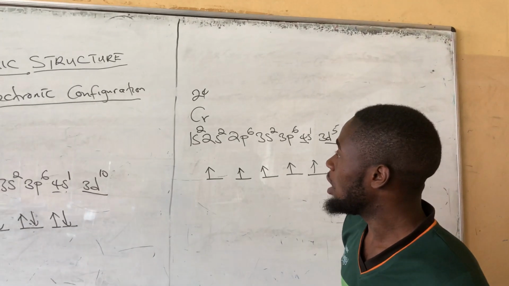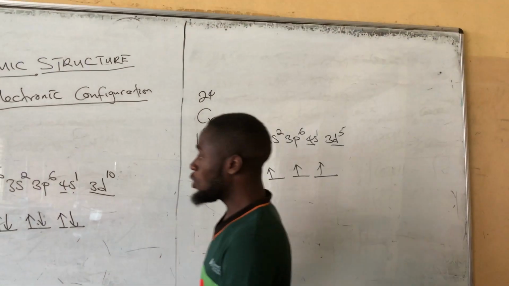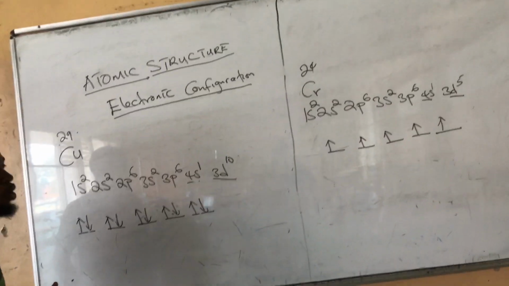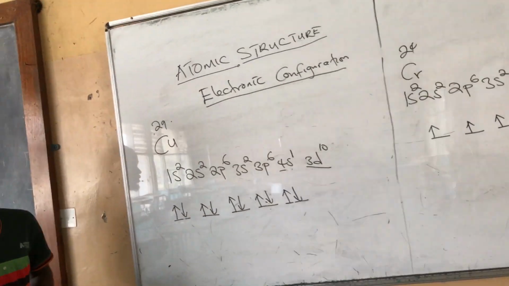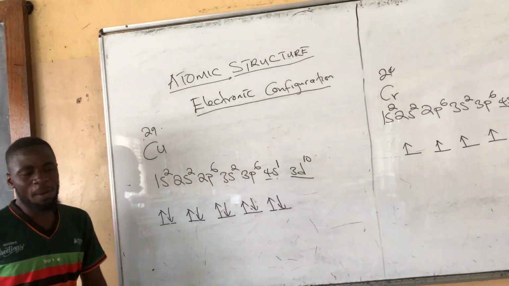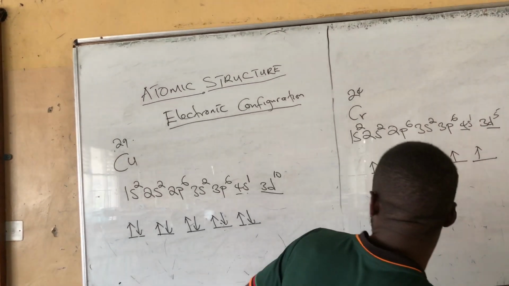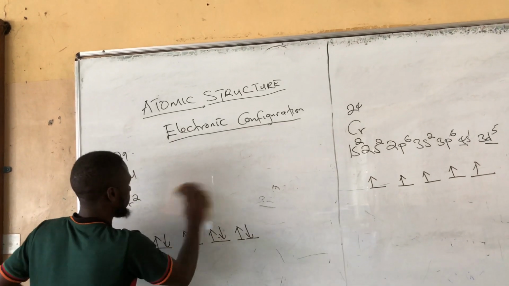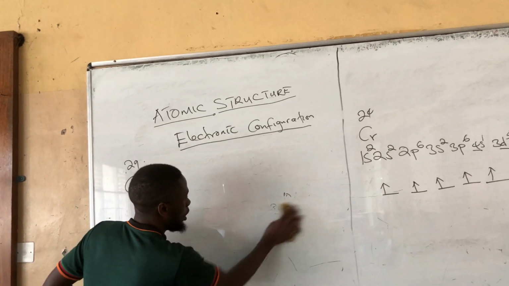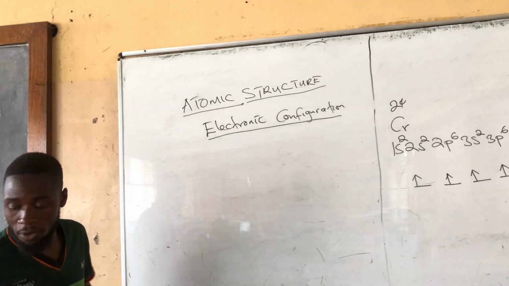So now, let's go direct to how to draw the orbital diagrams. Before we leave this one, what about this one? Let's go for iron.